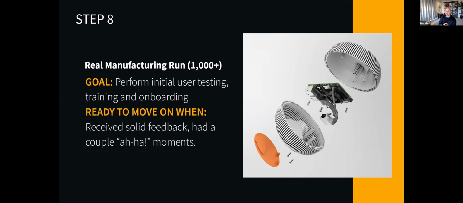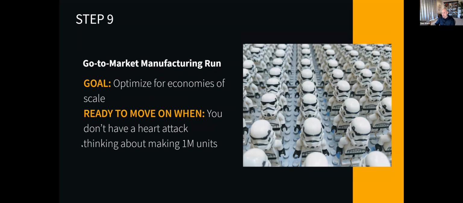Have you mapped out your complete supply chain? Where do our supplier risks lie? What type of tests do we need to perform on production samples for safety, for durability, for quality control? Have we determined and communicated our tolerances, finish and packaging requirements? Are we polished on all of these pieces? We're ready to move on when we've received some really solid feedback. We've hopefully had a couple aha moments, and we're ready for the real deal.